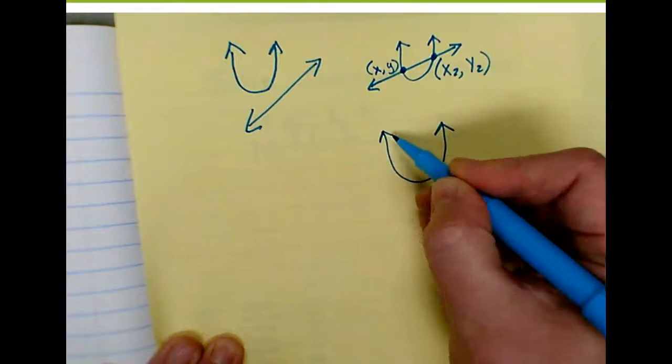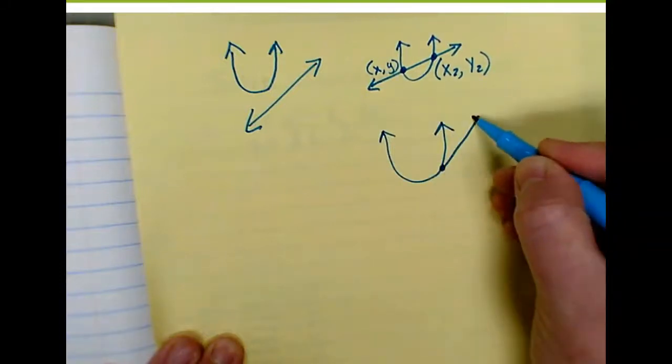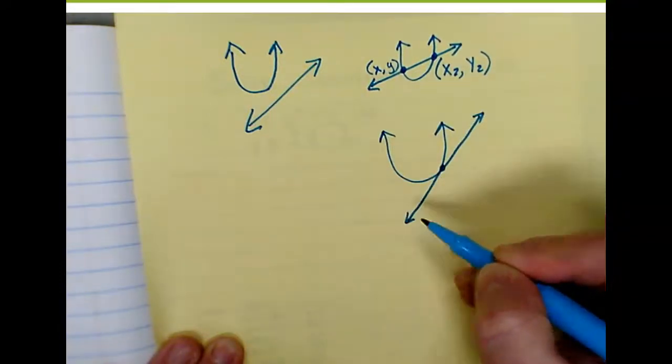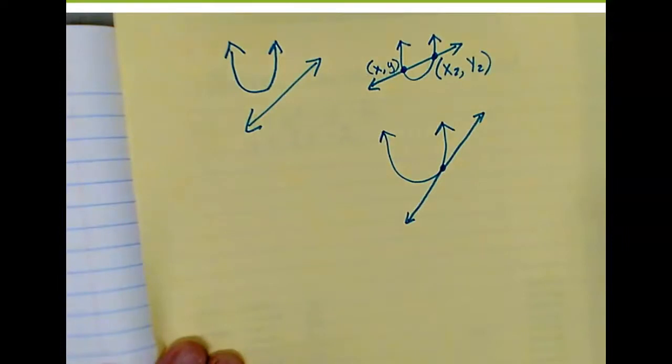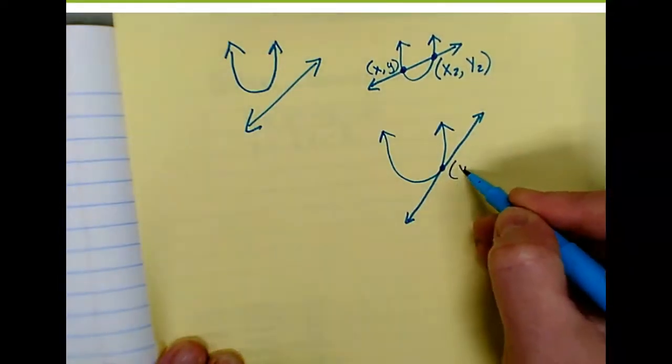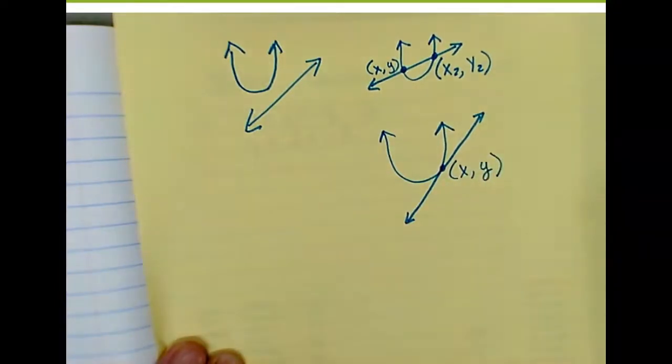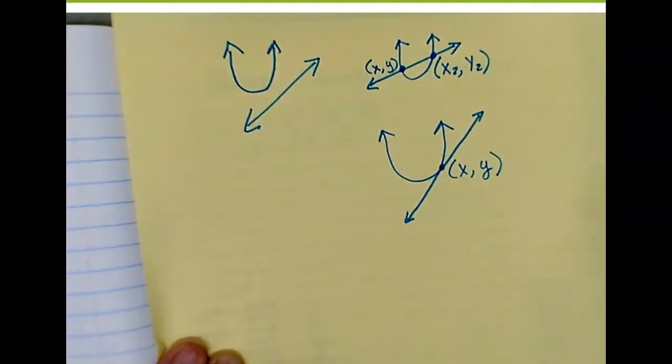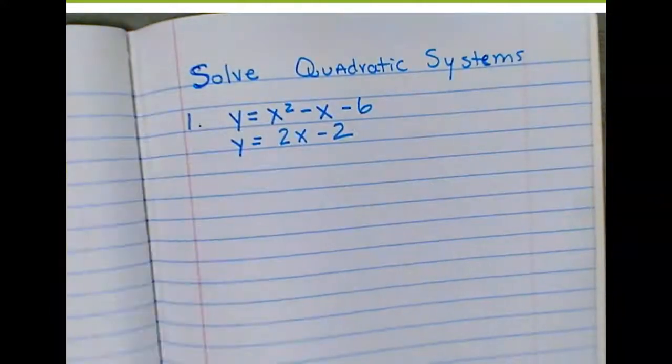Occasionally, you have a system like this. How many intersection points are there? Just 1. But it is a point, so the point is going to have an x value and a y value. So after we solve for the x value, we're also going to solve for the y values. Okay, so how do we do that?